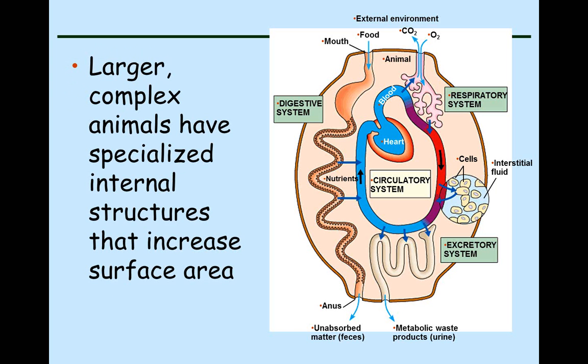Larger complex animals like us have specialized structures with more surface area. These specialized structures are our organs. Like we have a digestive system, circulatory system, respiratory system. There's a way that food comes in through our mouths, and also we get rid of carbon dioxide and bring in oxygen. Blood is circulated through our system. So there's complex specialized structures that we use to interact with our environment.